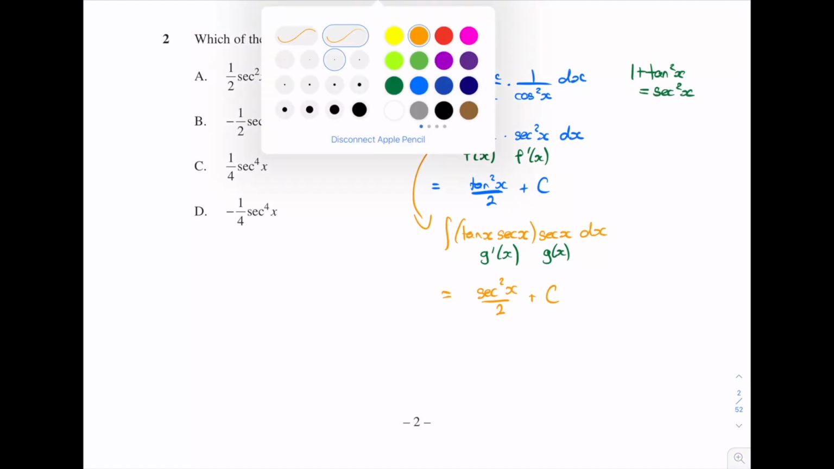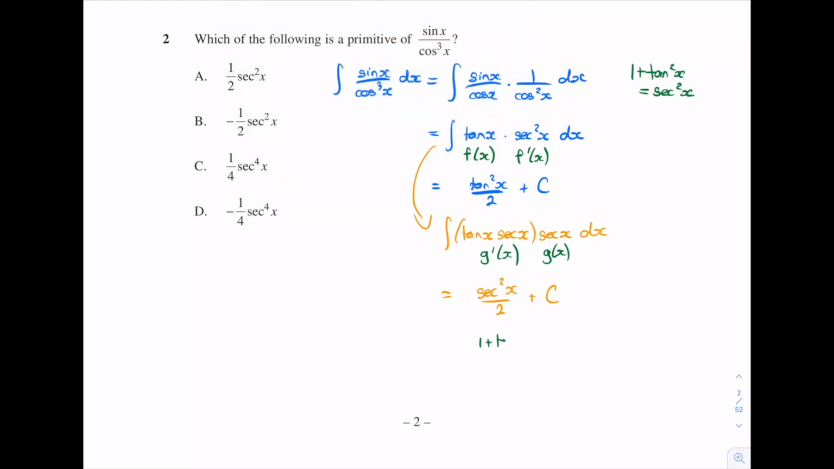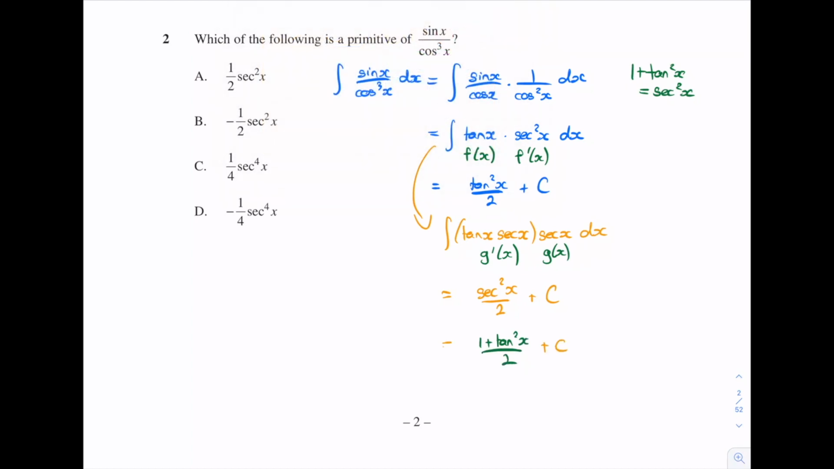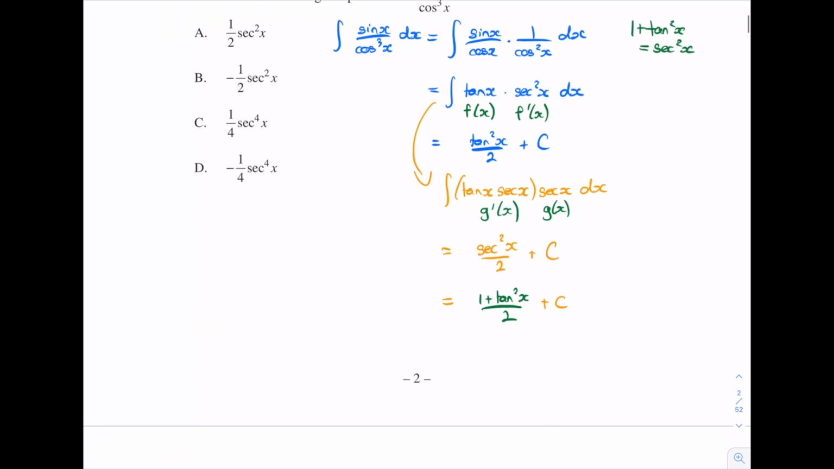So I'm going to do that in green. I'm going to get 1 plus tan squared x over 2. And then let's continue in orange, plus c. And I'm going to split that up into 1 on 2 plus tan squared x on 2 plus a constant. And now what do we have?